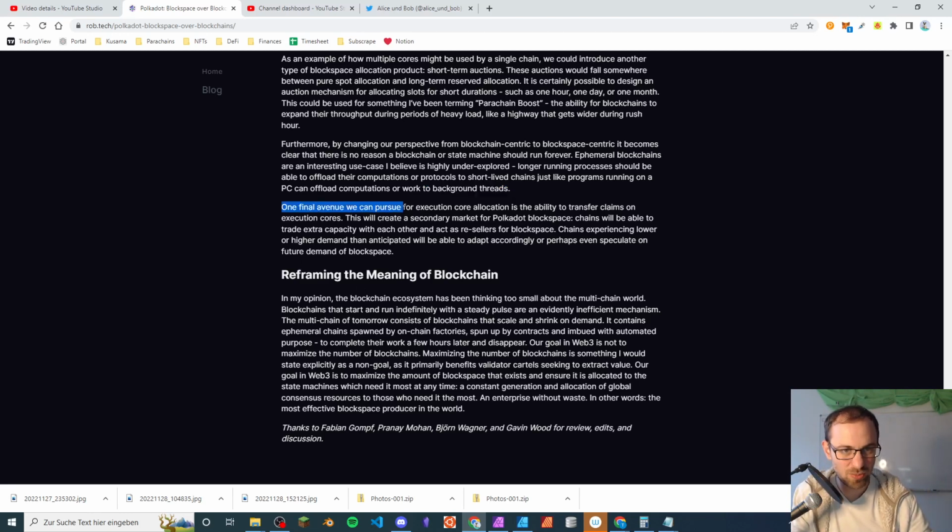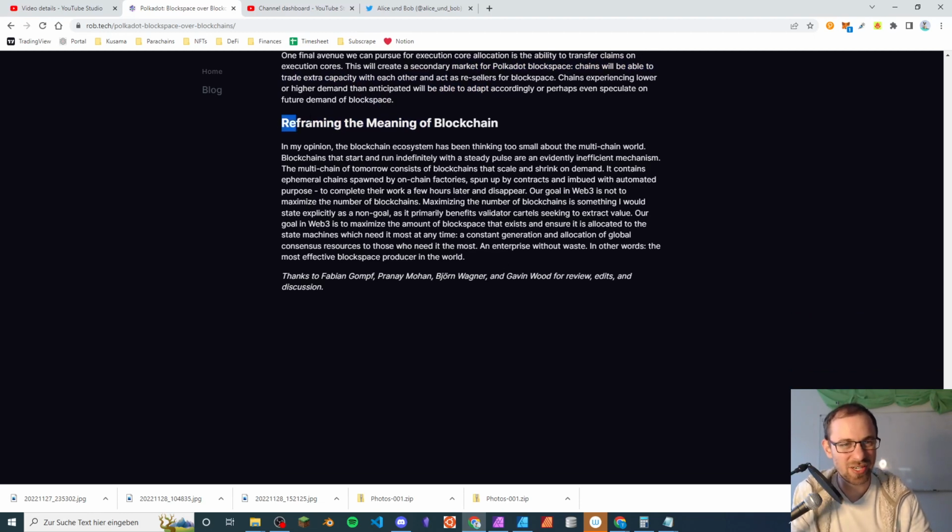One final avenue we can pursue for execution core allocation is the ability to transfer claims on execution core. So you have a claim on time on the execution core. And you could create a secondary market for Polkadot Blockspace. Chains will be able to trade extra capacity with each other and act as resellers of Blockspace. So imagine you have won a slot auction for 24 months and now you're reselling this in different time slots on a secondary market. Chains experiencing lower or higher demand than anticipated will be able to adapt accordingly, or perhaps even speculate on future demand of Blockspace.